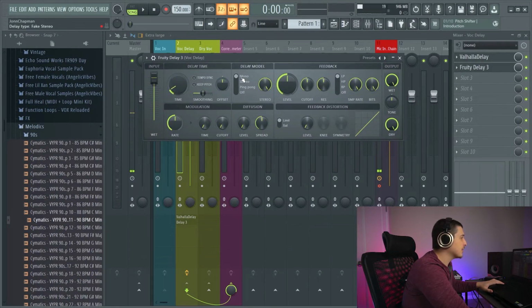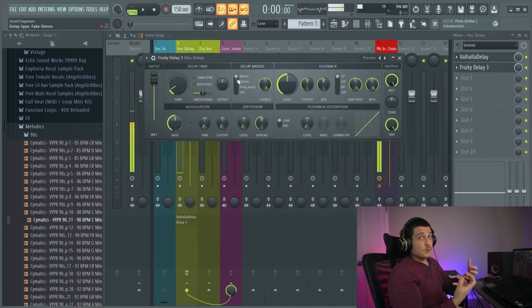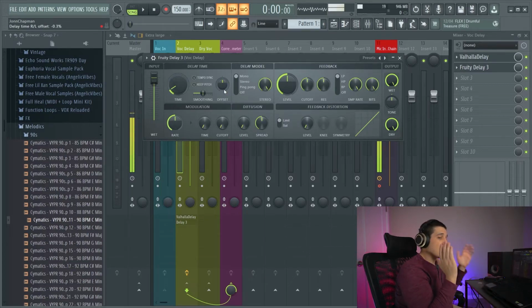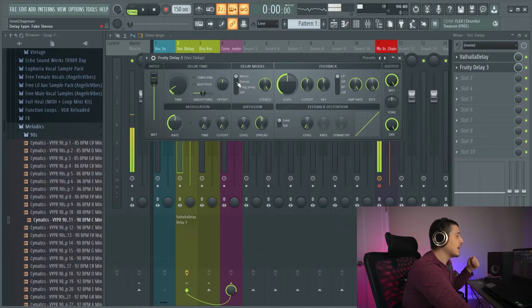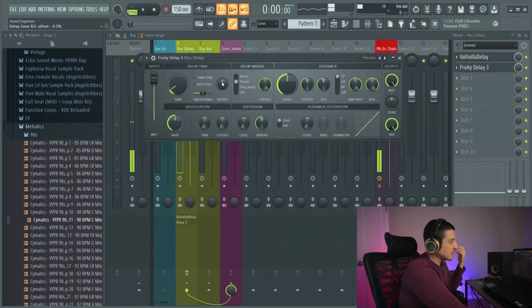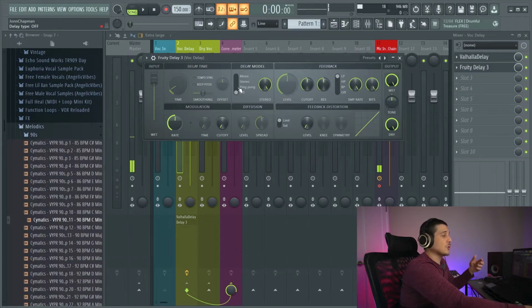In our Fruity Delay, we have mono, which is going to mono our signal, then delay it. But we could also offset with this, which would take our monoed signal and offset the left and right channels. We have stereo, which allows for true stereo through the plugin. And again, we could offset the left and right channels. We have ping pong, which is ping pong. And then we just turn the delay off.